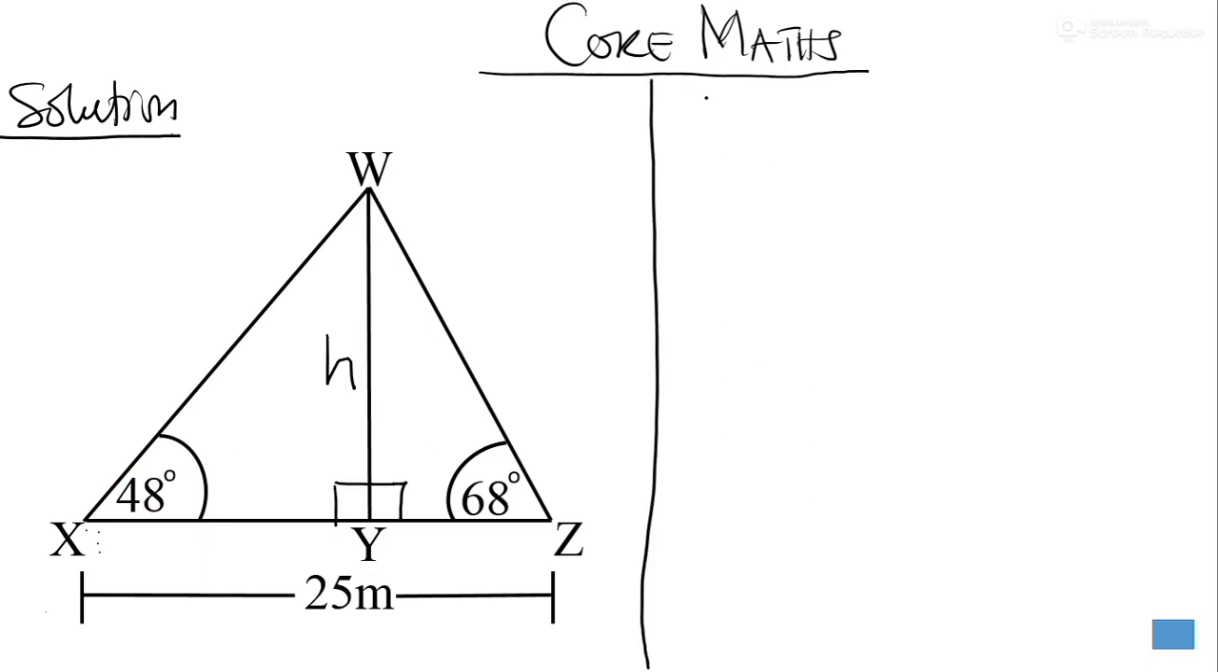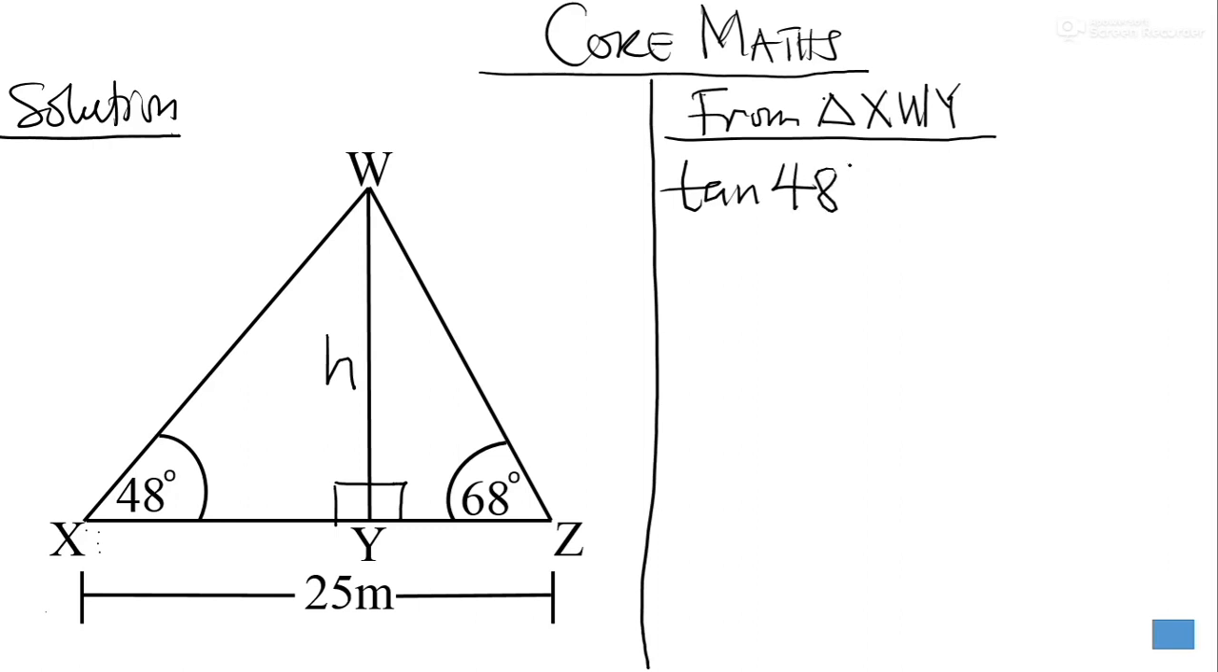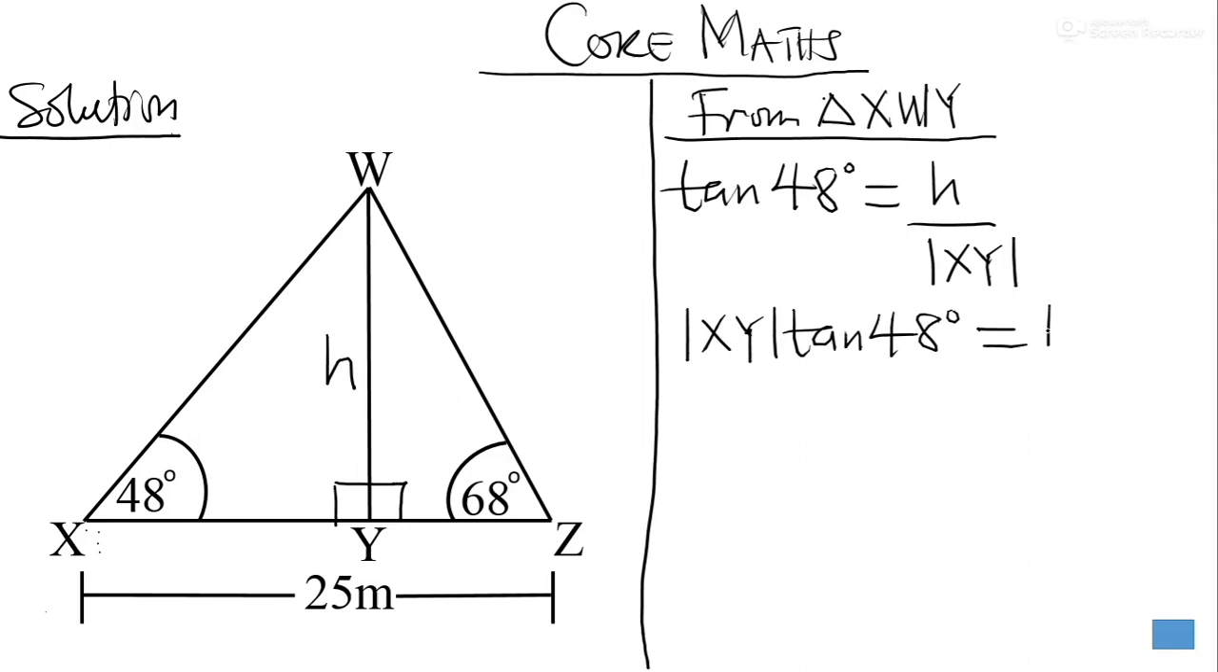Looking at the diagram, we have two right angle triangles. From the first, triangle XWY, the appropriate trig ratio that connects the height, XY and the 48 degrees is tan. So we have tan 48 degrees equal to H, which is the opposite, on XY, which is the adjacent. Making XY the subject, XY tan 48 will be equal to H. Then XY will be equal to H on tan 48.